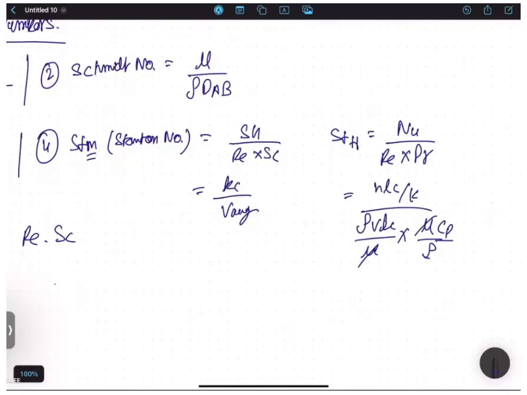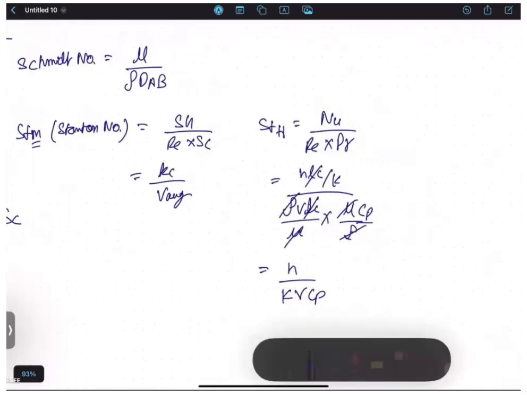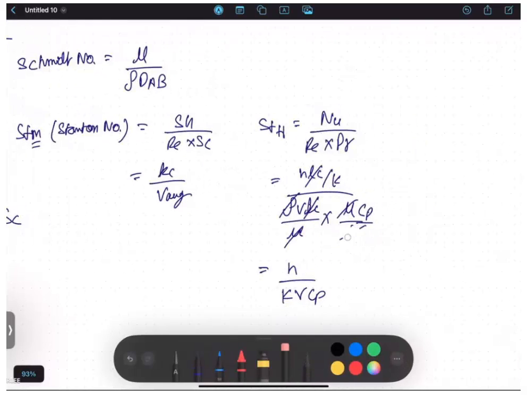So mu will cancel out, L_c will cancel out, rho will cancel out. So we will be getting h by rho V Cp. Sorry, I just forgot it: Prandtl number is mu Cp by k.